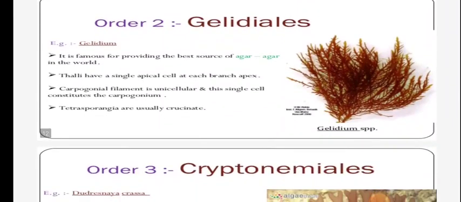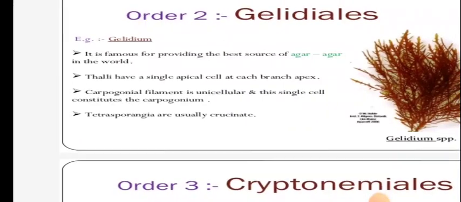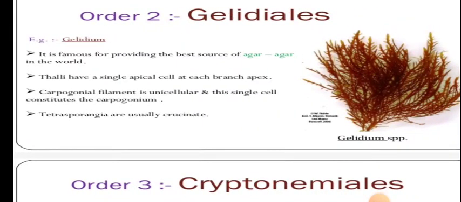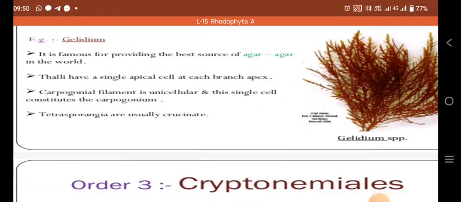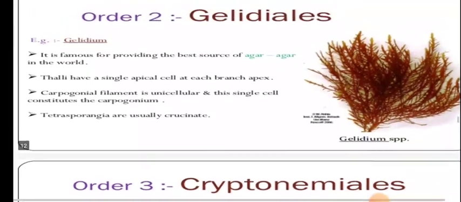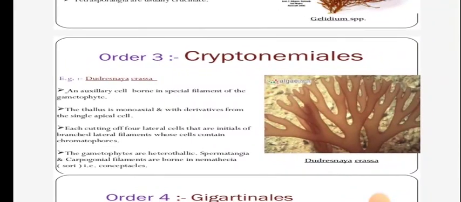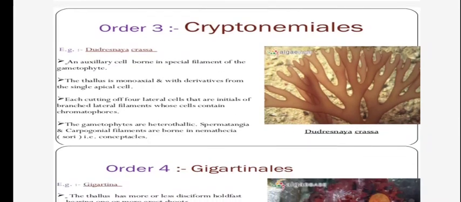Then Gelidiales. A good example is Gelidium. You see how the form is and the characteristics. It is famous for providing the best source of agar-agar in the world. The thallus has a single apical cell at each branch apex. The carpogonial filament is unicellular, and this single cell constitutes the carpogonium. Tetrasporangia are usually cruciate. A good example is our Dudresnaya, or like the Dictyota in Phaeophyceae.